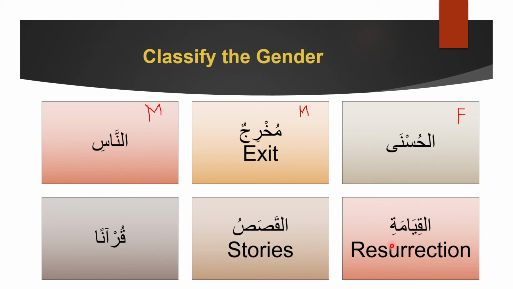Al-qiyamati. Ta marbuta, so it is feminine. Next, al-qasasu. It means stories, which means it's a non-human broken plural, and we know that non-human broken plurals are singular feminine, so it's feminine. Qur'anan, no signs of it being feminine. It's not a broken plural, it doesn't have any of the endings, and it's definitely not one of the words that are feminine because the Arab said so. So this one is masculine.